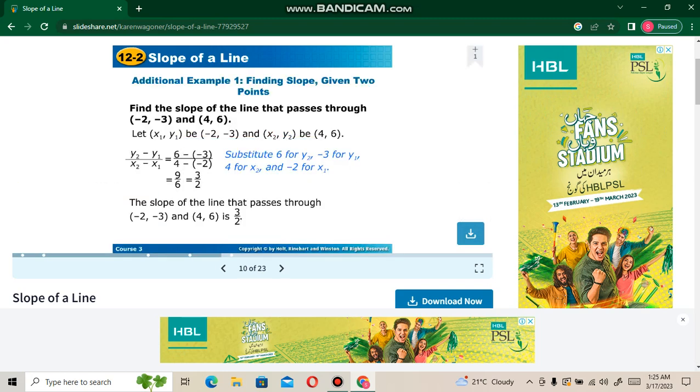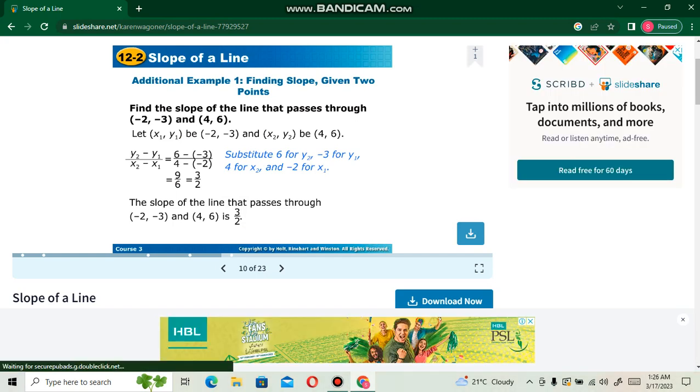Additional example 1, finding slope. Given two points, find the slope of the line that passes through minus 2, minus 3 and 4, 6. Let x1, y1 be minus 2, minus 3 and x2, y2 be 4, 6. The slope is y2 minus y1 over x2 minus x1, which is 6 minus minus 3 over 4 minus minus 2. Substitute 6 for y2 to find the slope of the line that passes through.